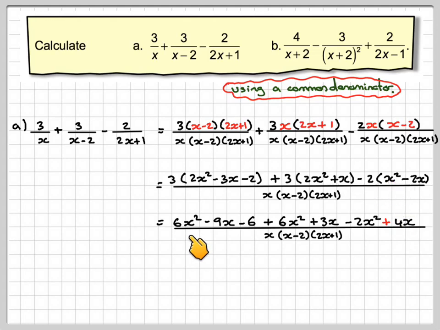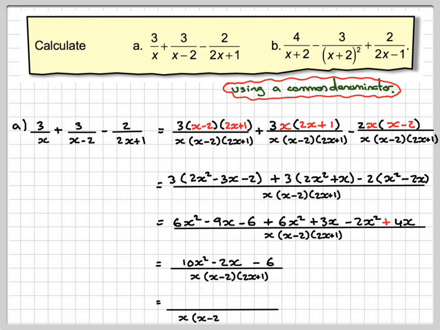So collecting the like terms, 6x squared plus 6x squared minus 2x squared is going to be 10x squared. Minus 9x plus 3x plus 4x is going to make minus 2x, and then you've got minus 6 on the end. You could take out 2 as a common factor, so we get a final answer of 2 brackets 5x squared minus x minus 3. So what we've done here is we've converted these fractions into a single fraction.